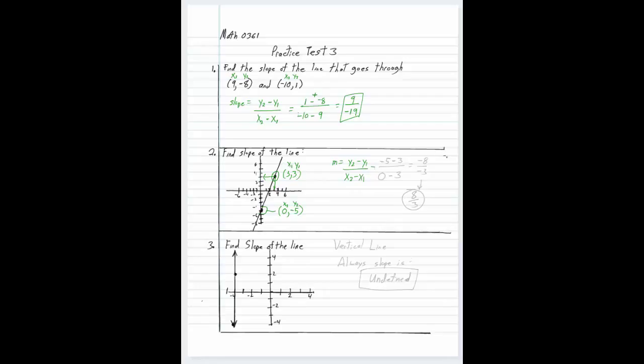y2 is negative 5. Minus is minus, y1 is 3, x2 is 0, minus is minus, and x1 is also 3. This works out to be negative 8 over negative 3, which can also be rewritten as 8 over 3.